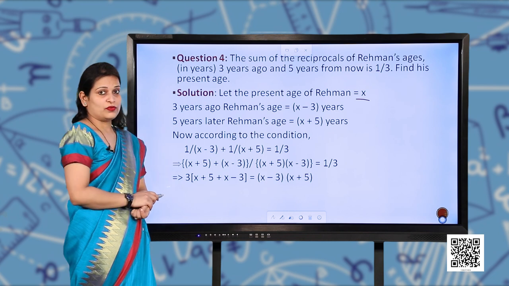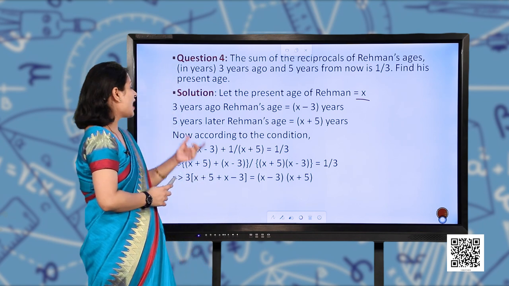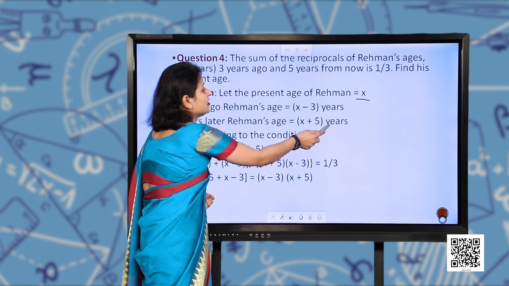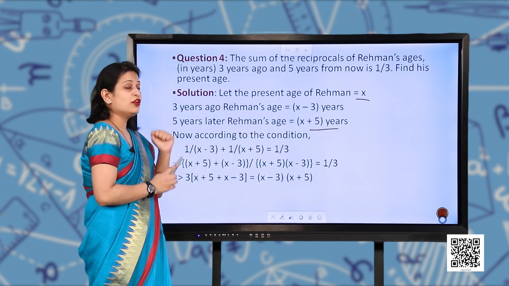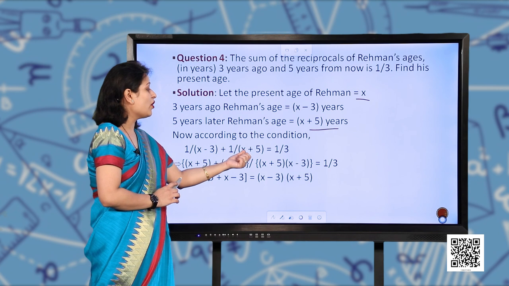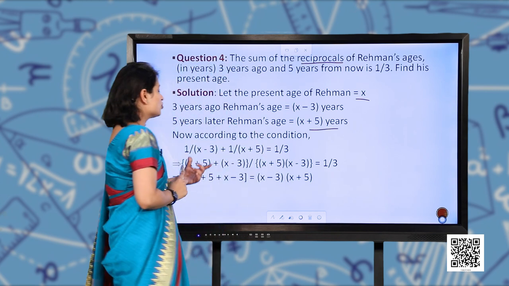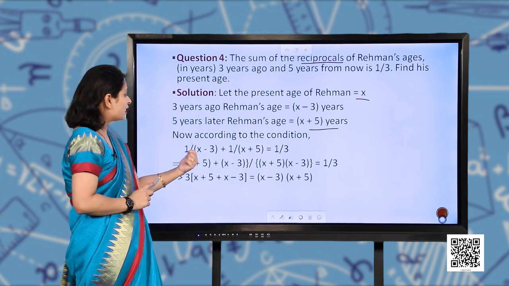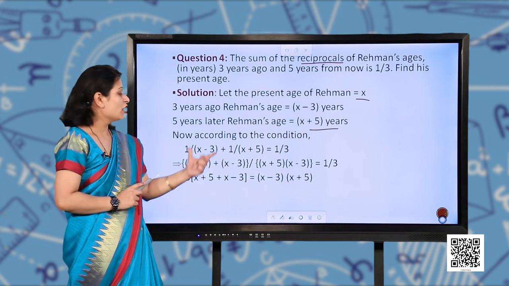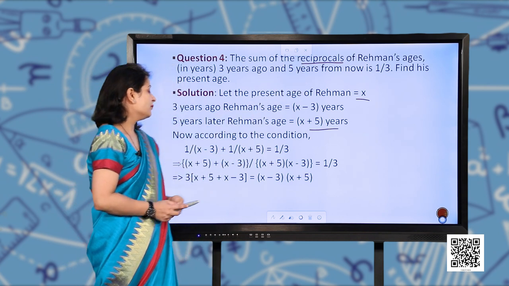3 years ago, Rahman's age was x minus 3 years, and 5 years later, Rahman's age will be x plus 5 years. Now, according to the condition, 1 upon x minus 3 plus 1 upon x plus 5, because we need to take the reciprocals. So, the reciprocal of this is 1 upon x minus 3, and the reciprocal of this is 1 upon x plus 5. So, the sum of both the reciprocals is given as 1 by 3.